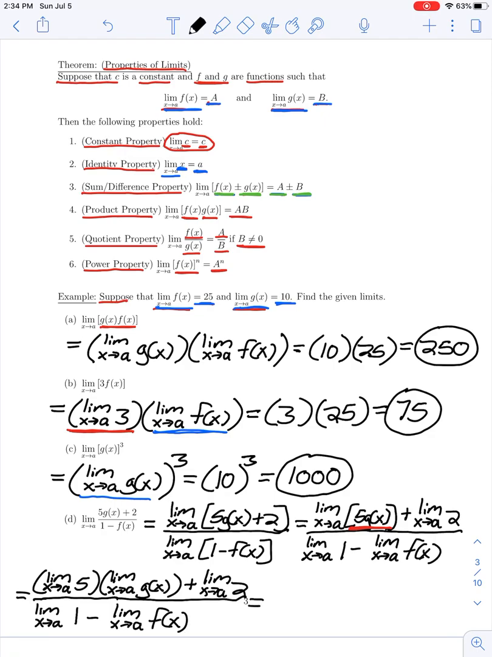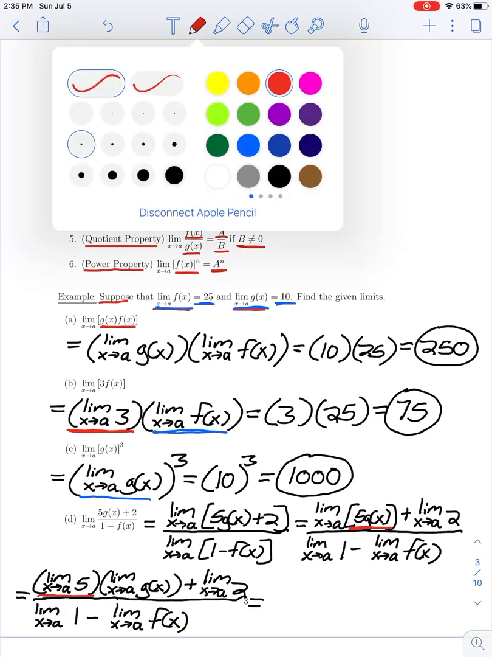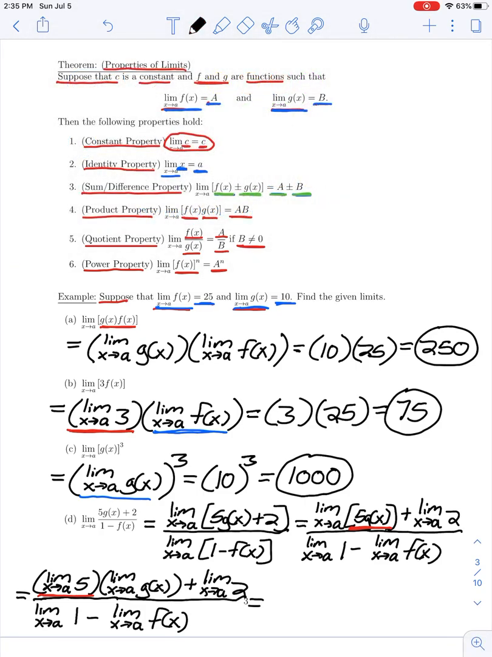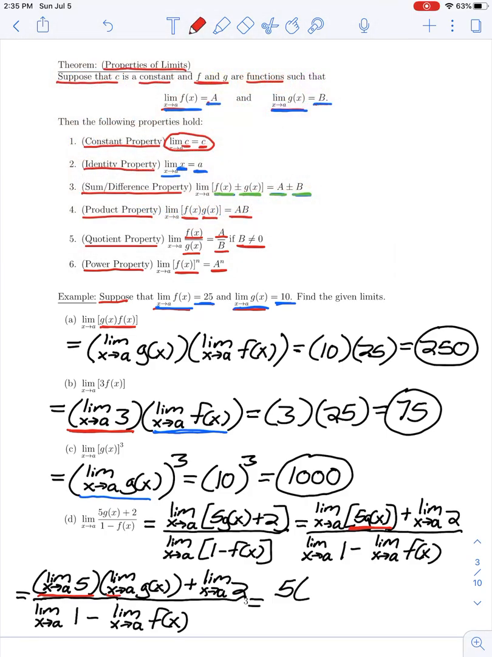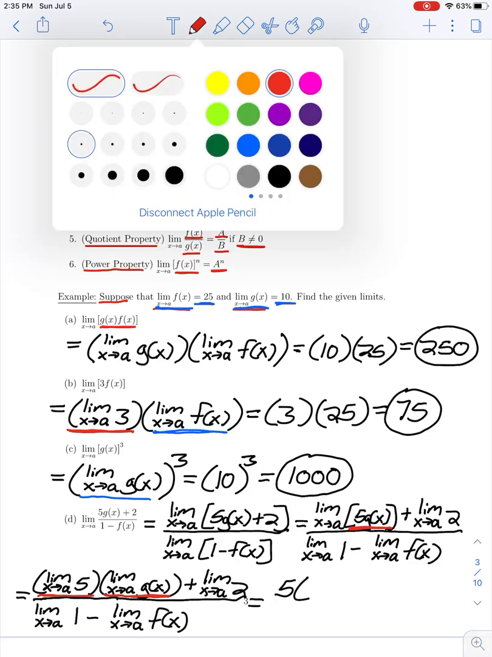So let's see what we're left with here. In our numerator, the first term is the limit of a constant, 5. So using the constant property, we know the limit of any constant is equal to that constant, in this case 5, times the limit as x approaches a of g of x, which in the statement of our problem, we're told is 10.